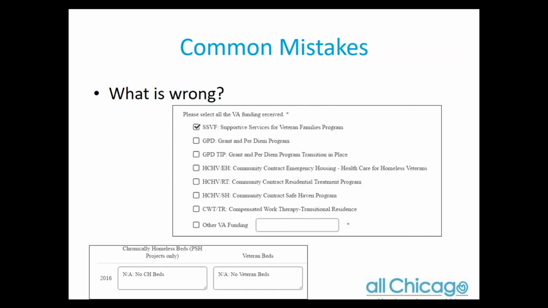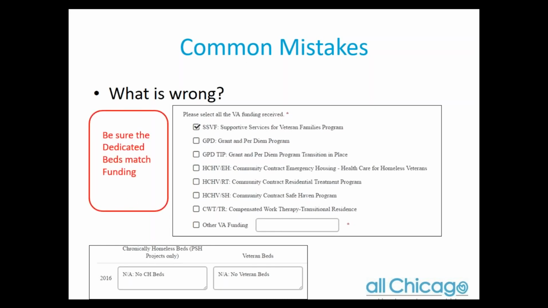All right. So here, I think one of the major things that I saw last year was the inconsistency with the funding sources and the dedicated beds. As you can see here, I had a program that indicated they received SSVF funding. However, when they got to the dedicated / specialized beds, I saw that none of their beds were dedicated for veterans. Since I know the funding source is specifically for veteran families, I had to follow up with that program just to ensure that they indicated the correct funding, or they had to update that veteran number. So make sure that you're consistent.